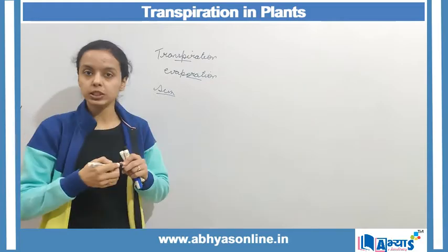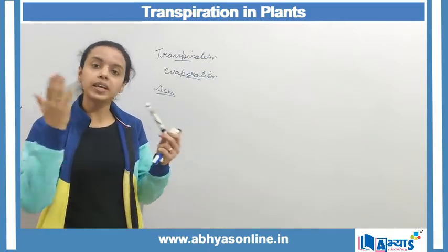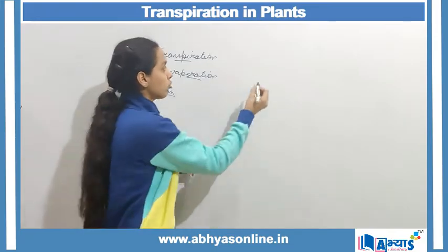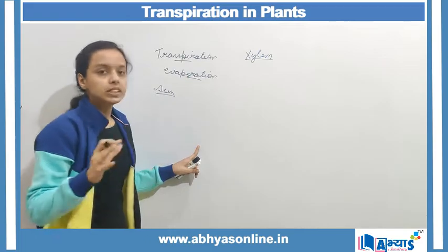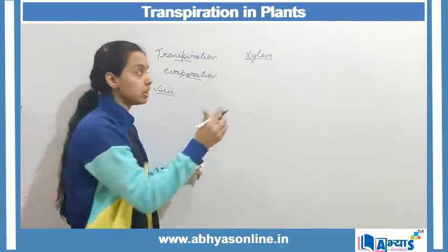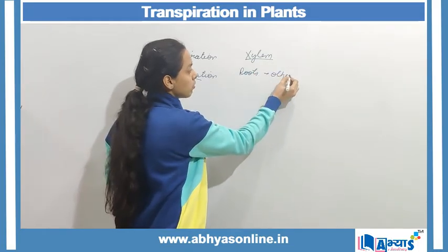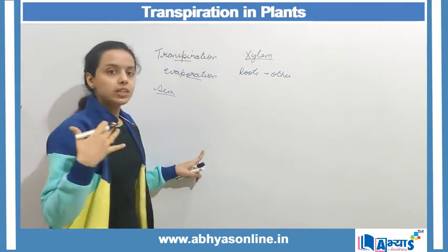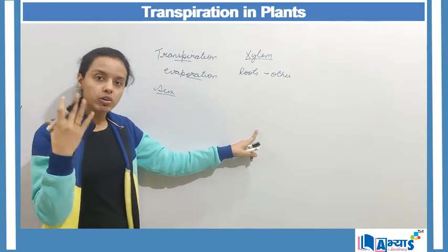Now when there is transpiration, which is a removal of excess water, how does water come inside the plant? It comes from the xylem vascular tissue. Now this xylem vascular tissue transports water and minerals from the roots to the other parts of the plant. When it transfers water and the minerals, it is actually in the upward direction.